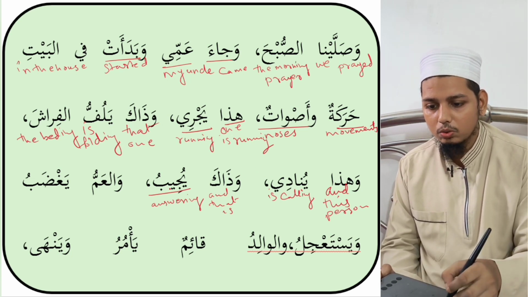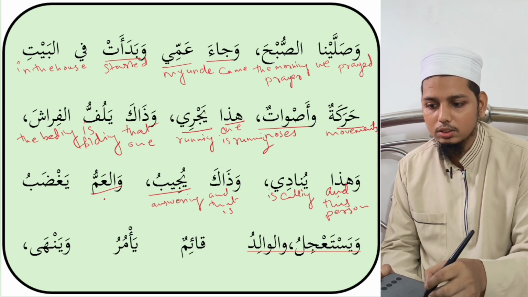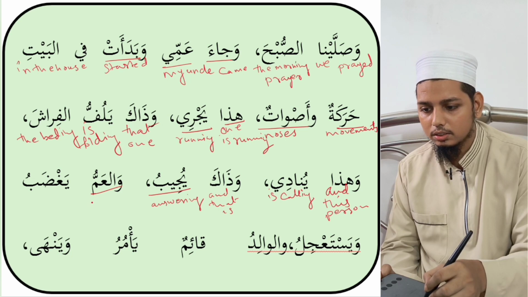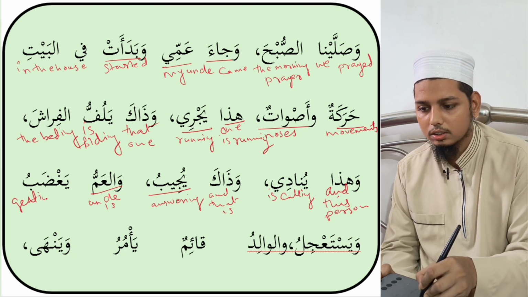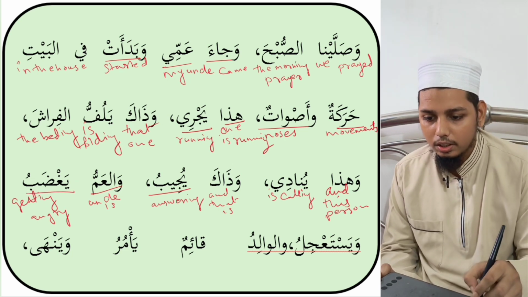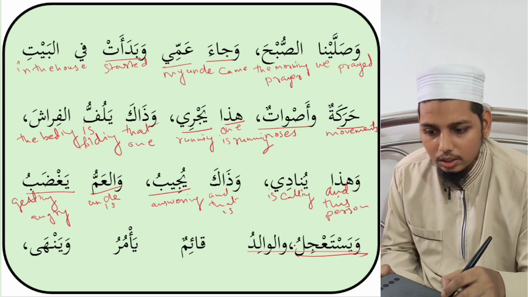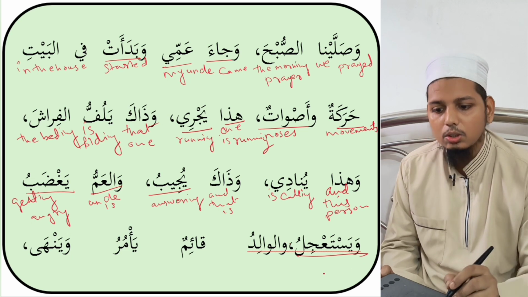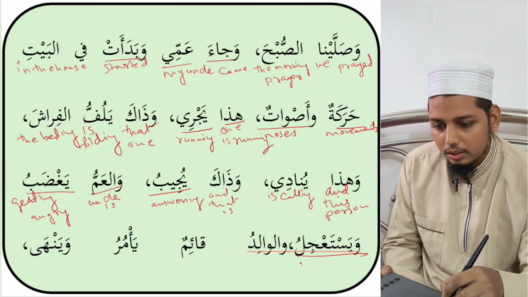Wal ammu yaghzabu wa yasta'jilu. Al ammu means the uncle, and the uncle is yaghzabu, is getting angry. Ghaziba yaghzabu, it means to get angry. Wayasta'jilu, ista'jala yasta'jilu isti'jalan, it means to hurry, and hurrying.